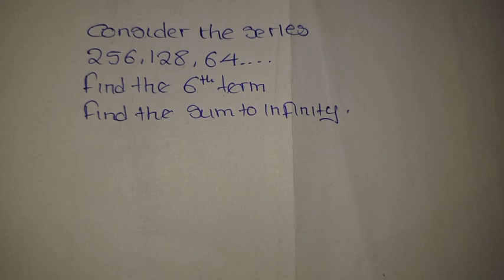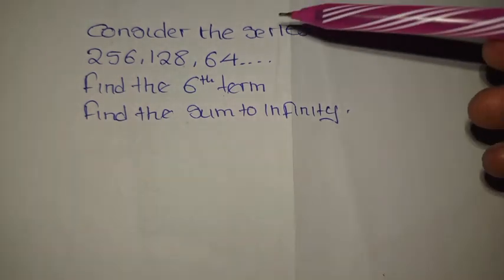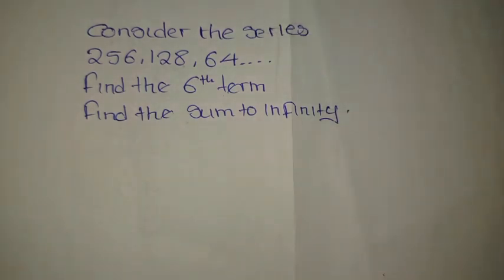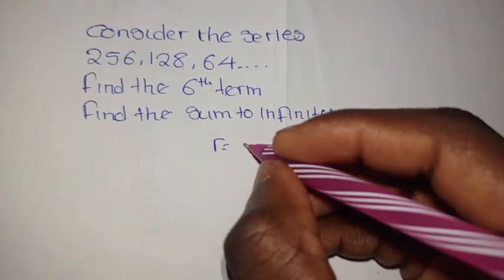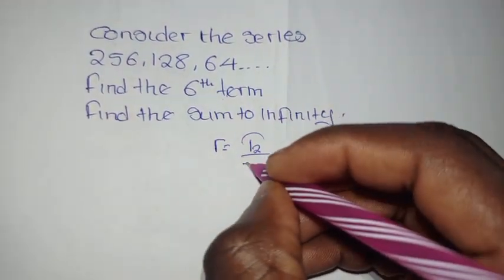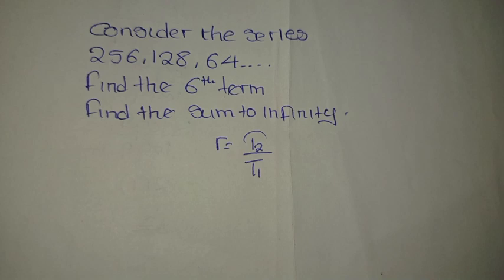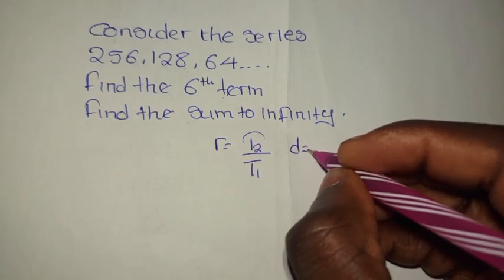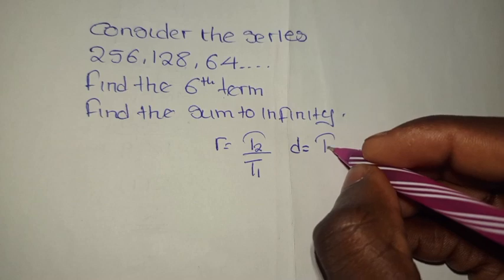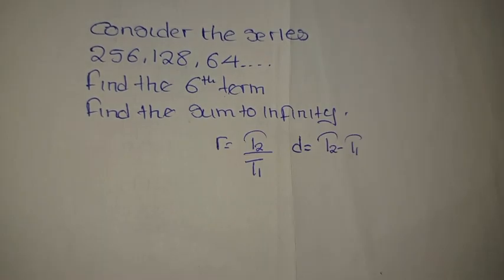For you to know what kind of series it is, you need to test whether it is an arithmetic progression or a geometric progression. To know whether it's a geometric progression, you need to find the common ratio, which is found by the second term divided by the first term. Or to know whether it's an arithmetic progression, you need to find the common difference, which is the second term minus the first term.